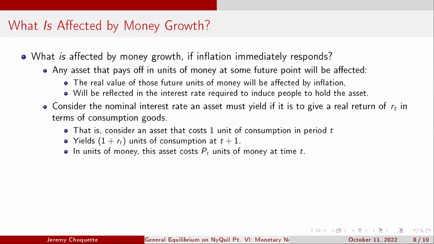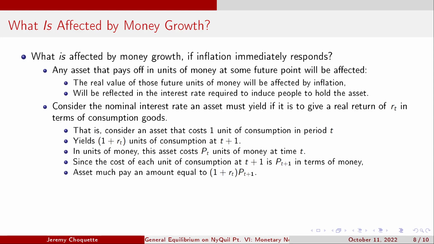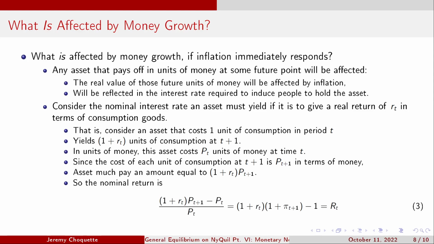Now, in units of money, this asset is going to cost P units of money at time T. Since the cost of each unit of consumption in period T plus 1 is going to be P sub T plus 1 in terms of money, the asset has to pay an amount equal to 1 plus R times P sub T plus 1. So the nominal return is going to be 1 plus R times P sub T plus 1 minus P sub T, over P sub T. And that gives me 1 plus the real rate times 1 plus the future rate of inflation, minus 1, equals the nominal rate of interest.